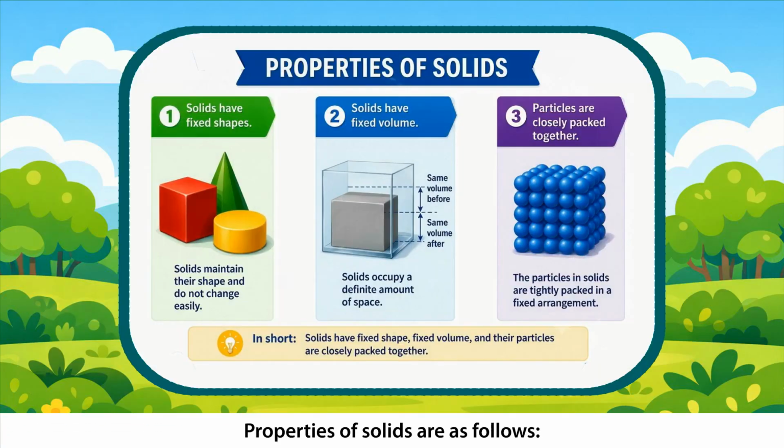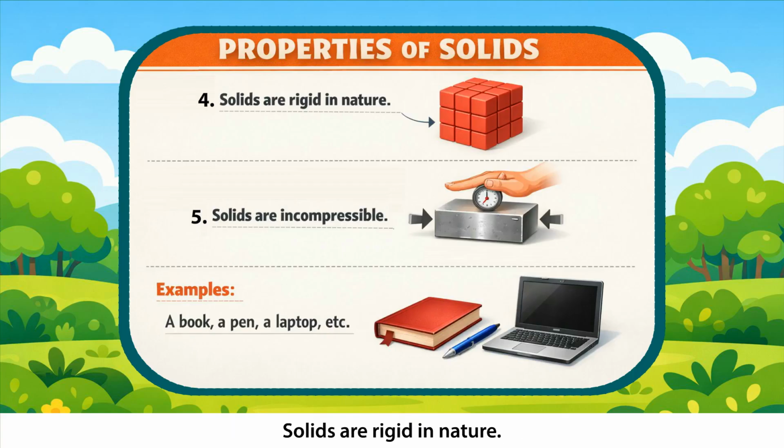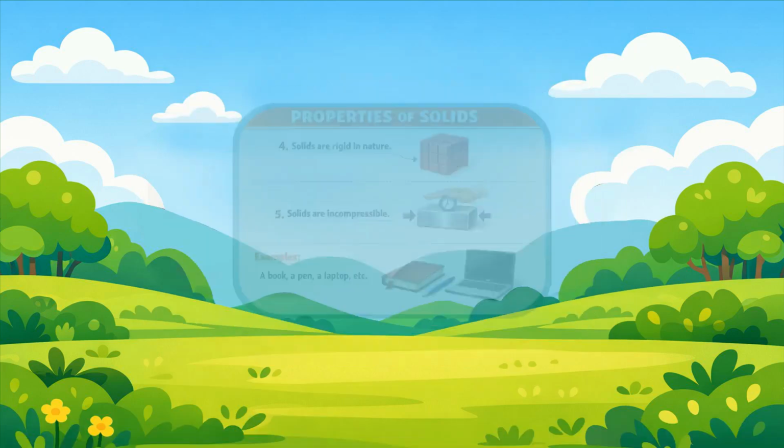Solids. Properties of solids are as follows. Solids have fixed shapes. Solids have fixed volume. Particles are closely packed together. Solids are rigid in nature. Solids are incompressible. For example, a book, a pen, a laptop, etc.